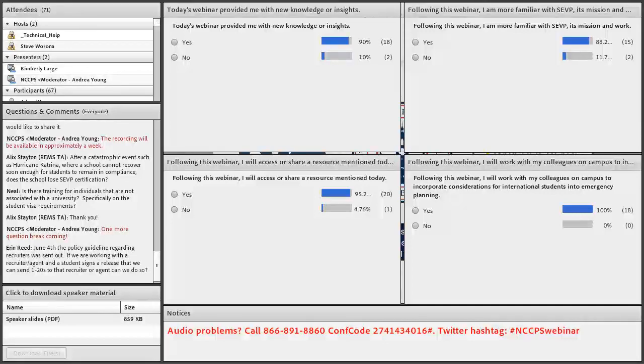They might even consider talking to their students about registering with their embassy, so that their embassy knows that they're here in the United States studying, and if there is a disaster, their embassy might be able to reach out to them as well. So there's certainly a huge variety of things.